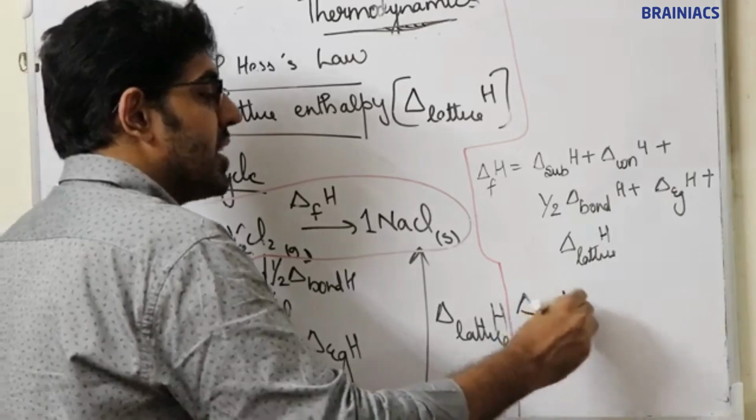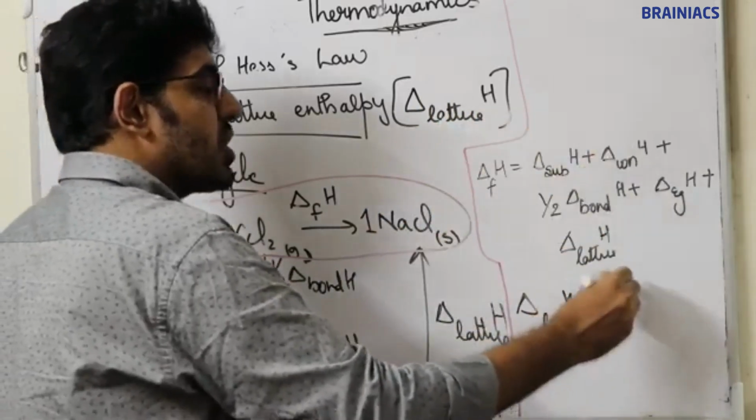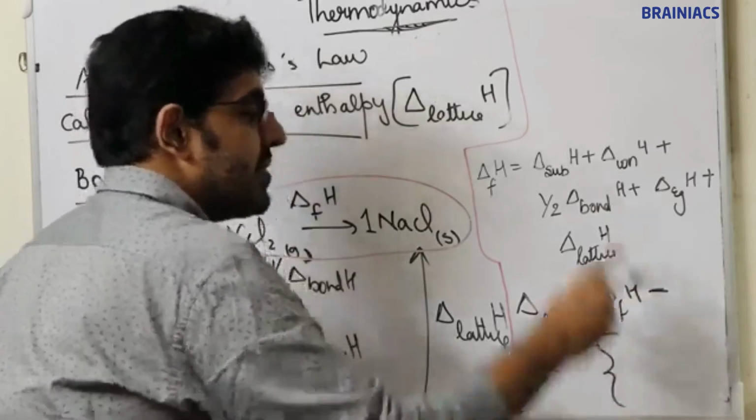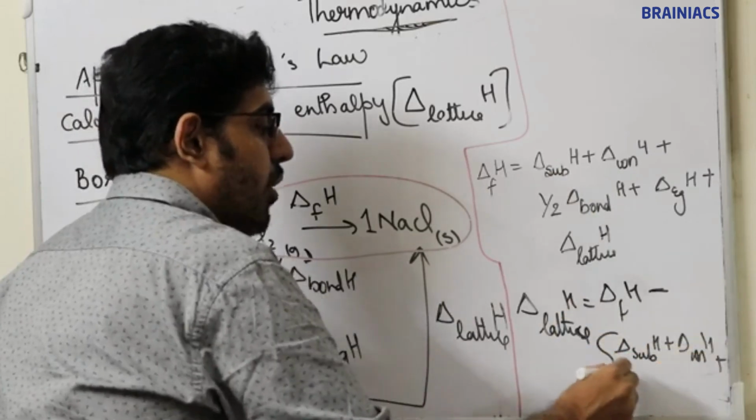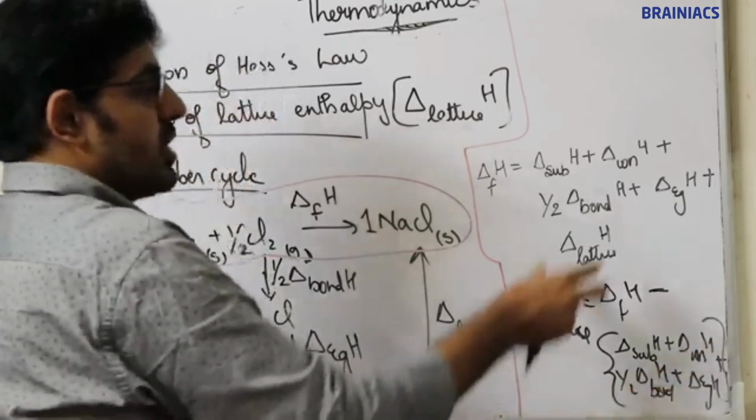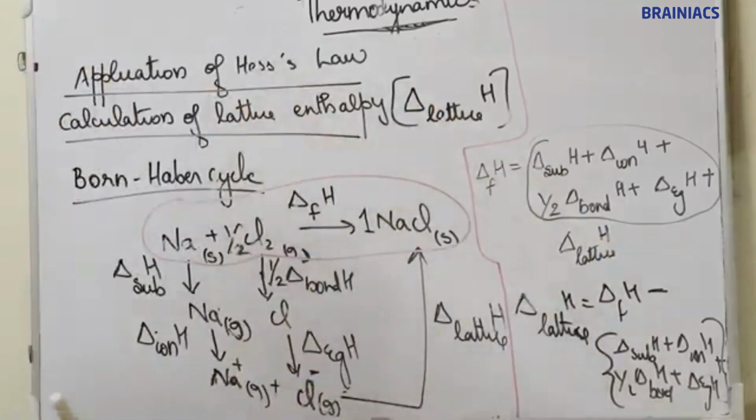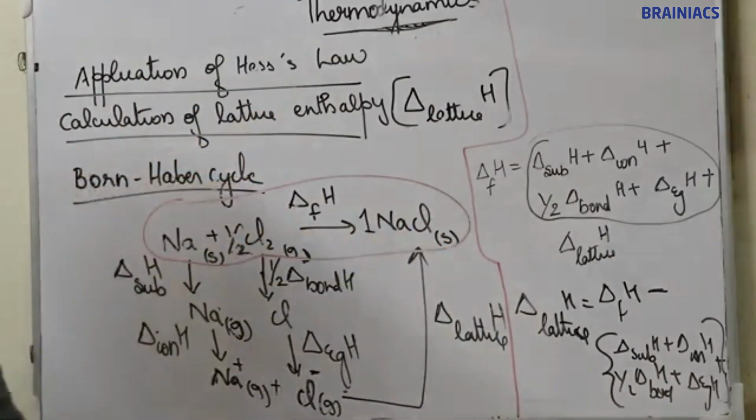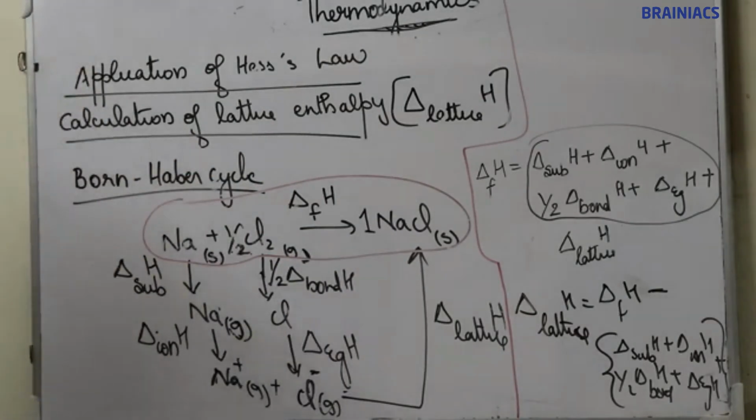So the lattice enthalpy is equal to, taking all these terms to the left side, the enthalpy of formation minus the remaining enthalpies: enthalpy of sublimation plus enthalpy of ionization plus half the bond dissociation enthalpy plus electron gain enthalpy. So this is how we calculate the lattice enthalpy of any compound by using the Born-Haber cycle. Okay, this is the first application of Hess's law. I think it's clear.